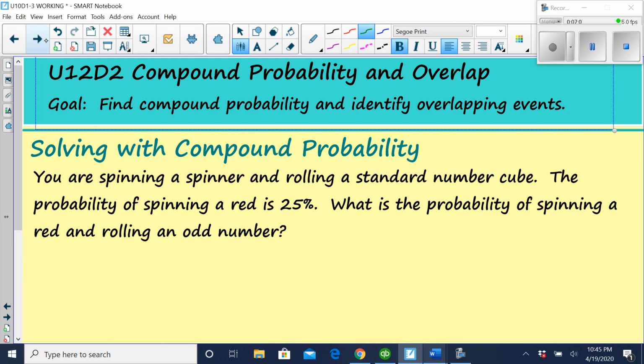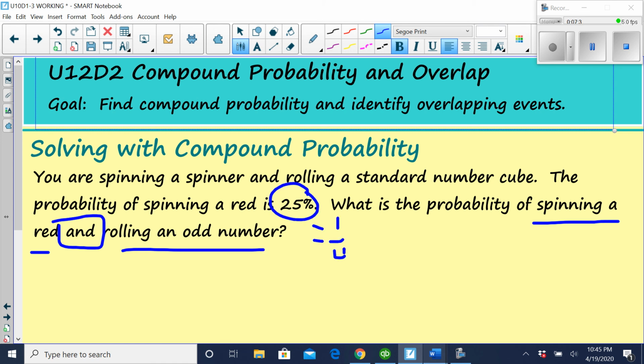Okay, we'll try another one. Okay, you're spinning a spinner and you are rolling a standard number cube. The probability of spinning a red is 25%. What is the probability of spinning a red and rolling an odd number? Okay, well, the probability of spinning a red was 25%. I could write that as 1/4, 25%. I could also write it as 0.25. It doesn't matter. I'm going to choose the fraction for right now. So 1/4. And means I need to multiply.